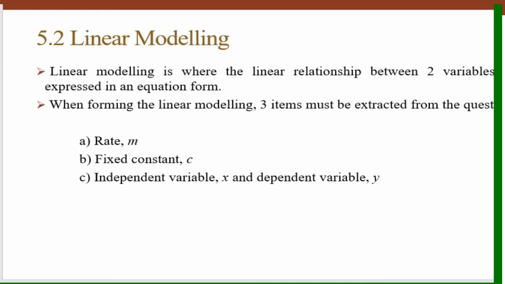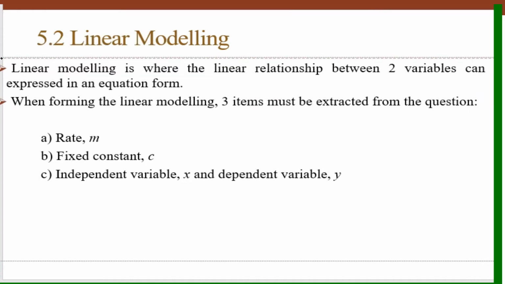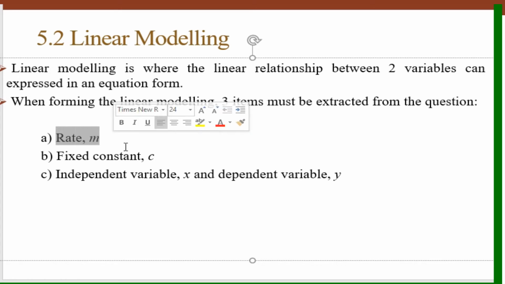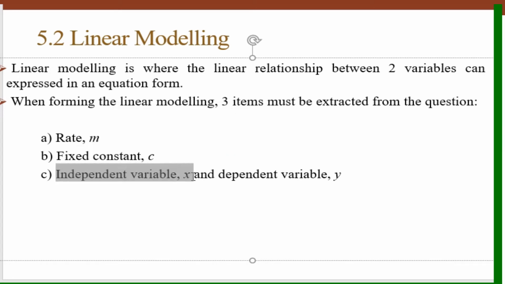So let's move on to the next part, which is linear modeling. Now, in linear modeling, there will be 2 variables forming the linear line. Linear modeling is basically your y equals to mx plus c line. The rate is your gradient. The fixed constant is your y-intercept. The independent variable is x and the dependent variable is y.